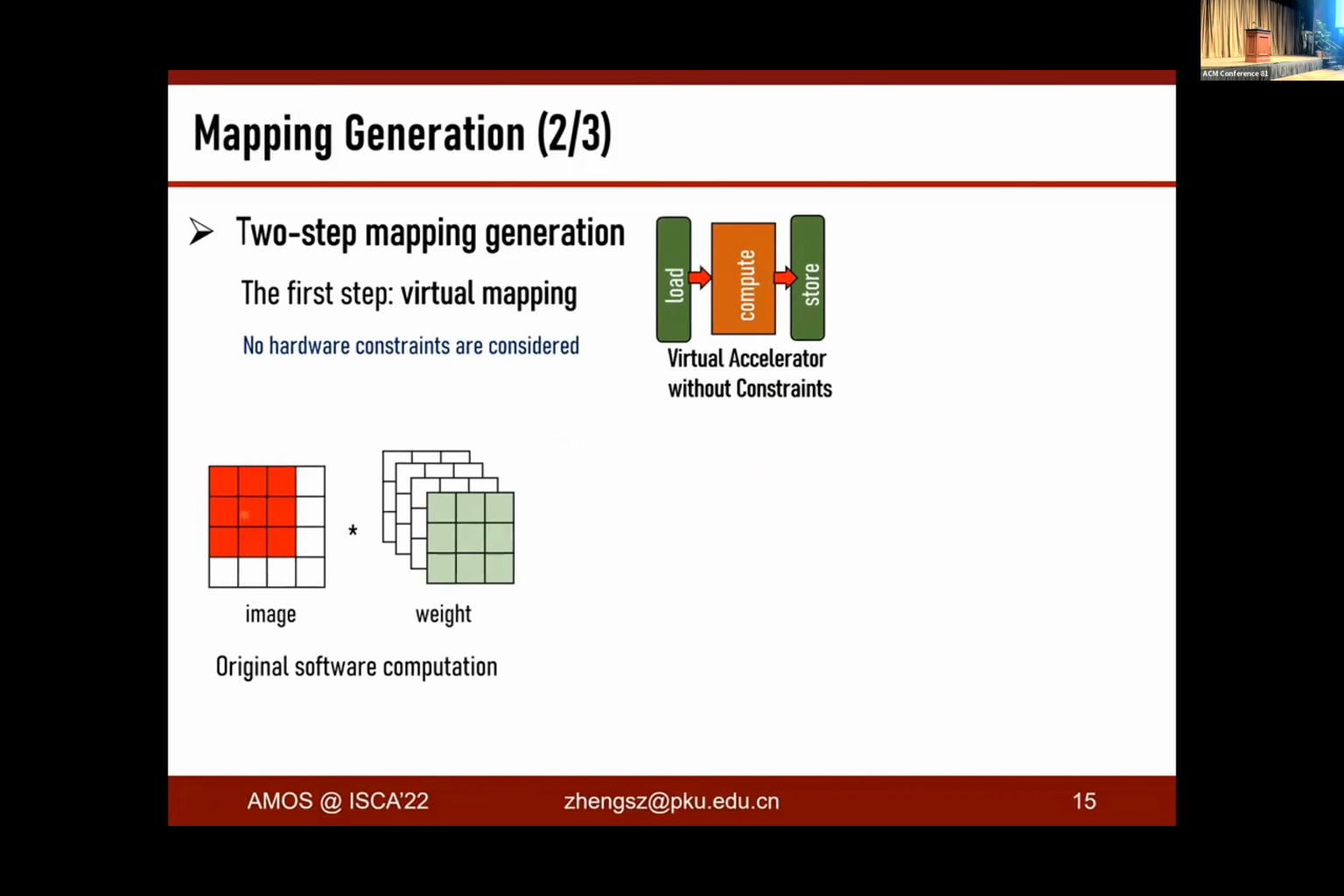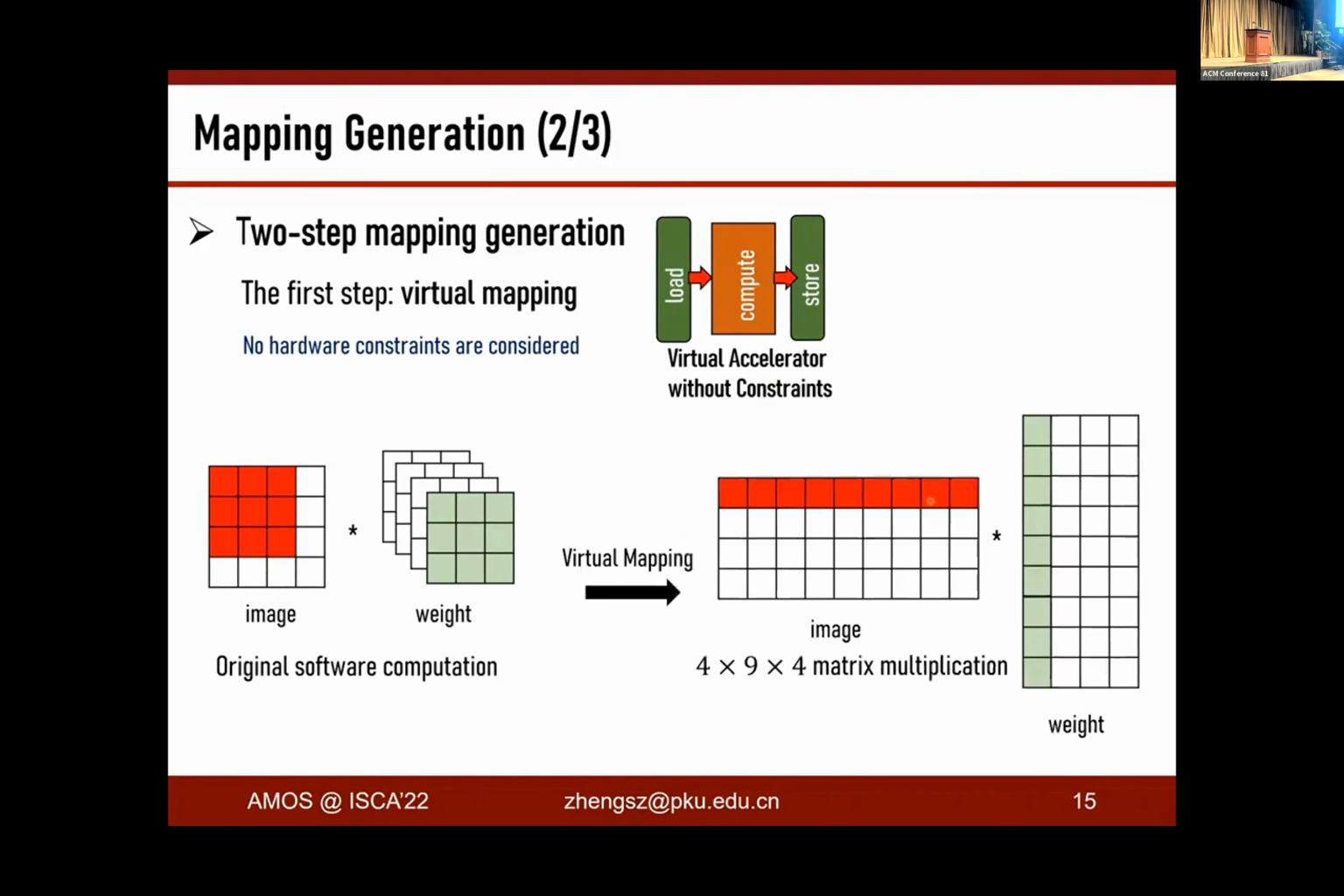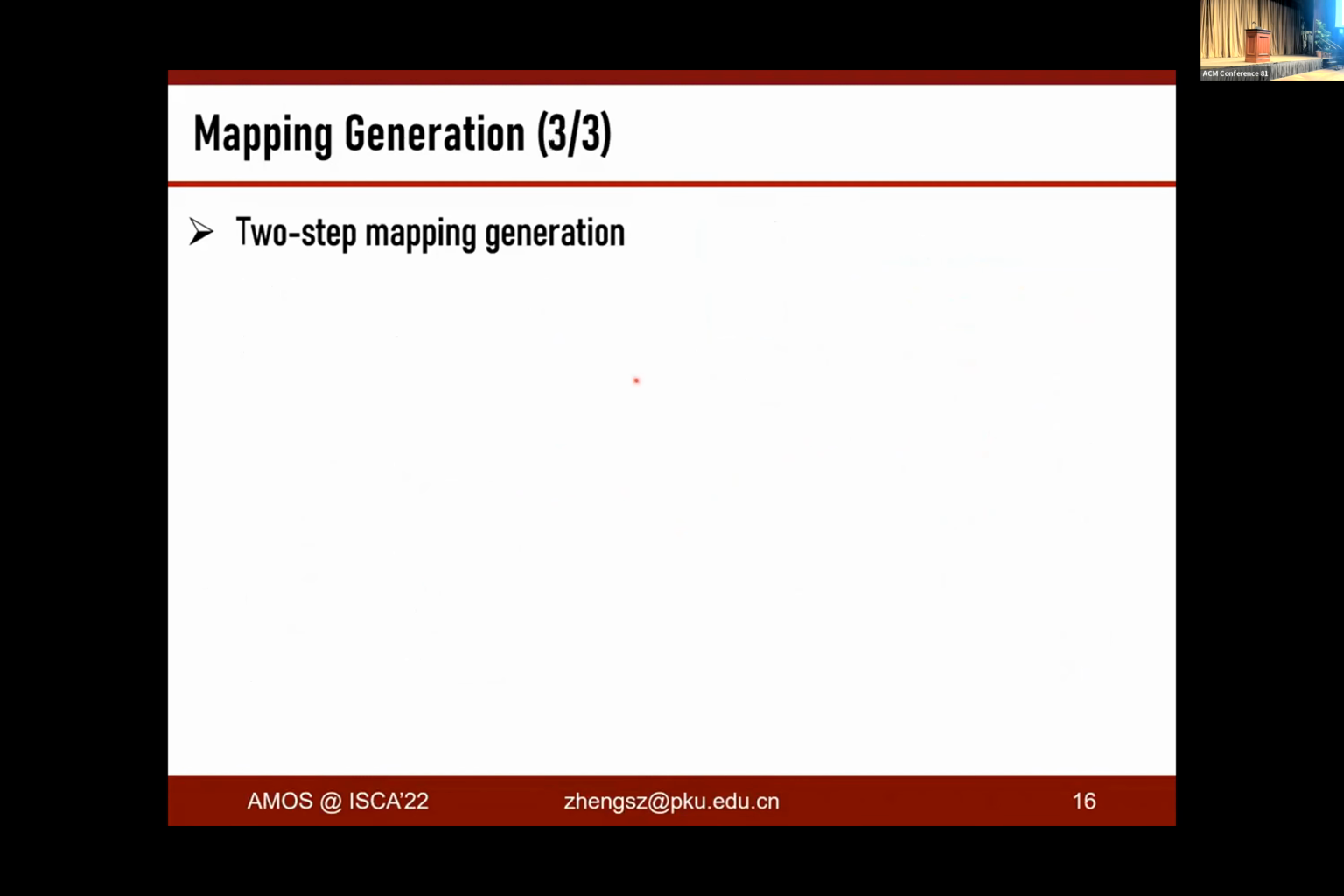For example, if we use image-to-column transformation for 2D convolution on Tensor Core, we will obtain a large matrix multiplication, because we assume the hardware can accommodate all the data in the on-chip buffer, and the intrinsic can complete all the computations in one shot. But the actual constraints are not considered, such as the tensor shape, the memory limit, and the intrinsic problem size. In the second step, physical mapping, we need to bring back the constraints of the hardware.